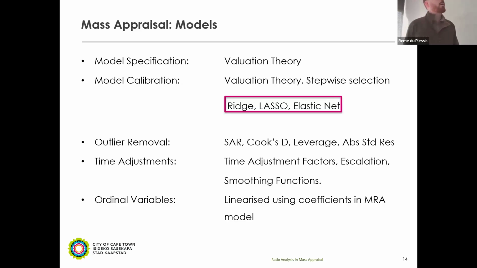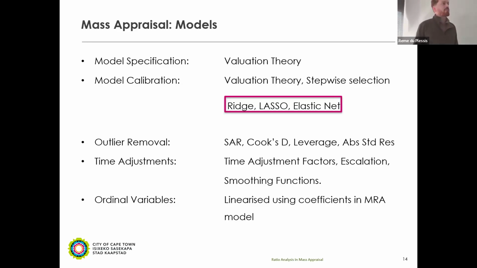After that, we have one round of outlier removal based on Cook's D, leverage, as well as your absolute standardized residuals. These should also then be followed up on to see whether they are actual outliers due to data issues, which very often occurs with our outliers, which we can then refer to our data collection teams to recollect so that they can come back into the model.